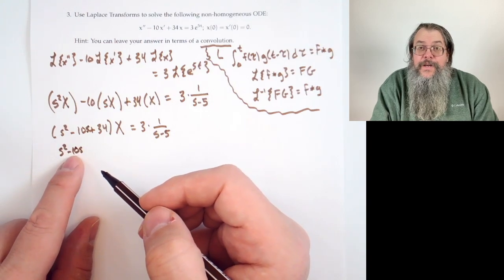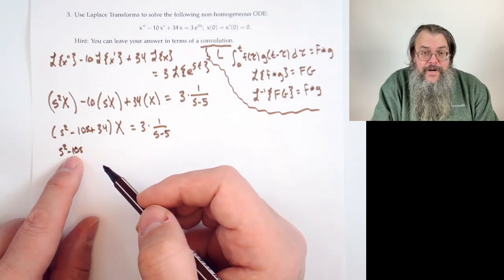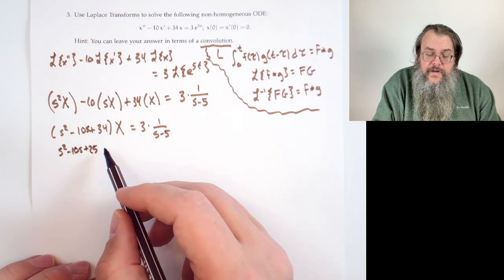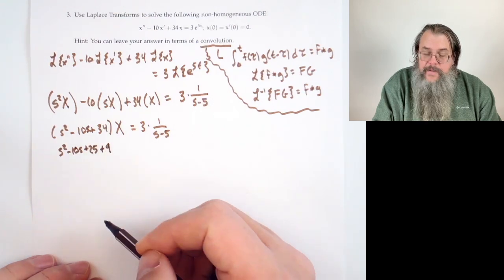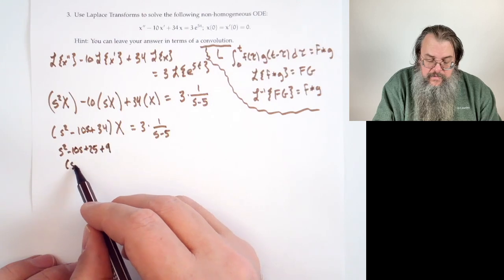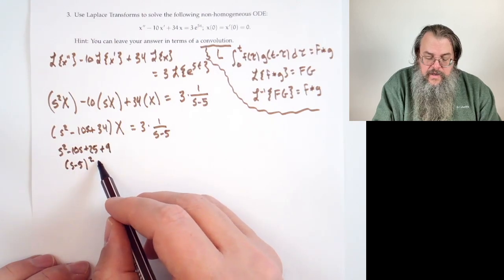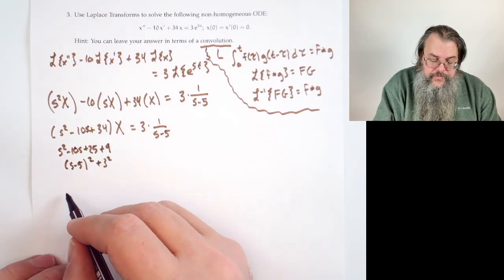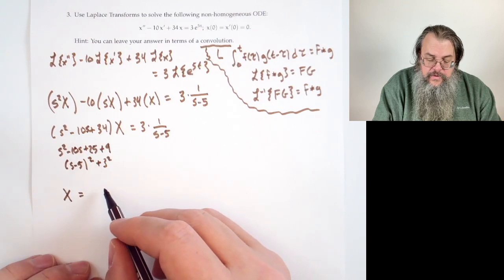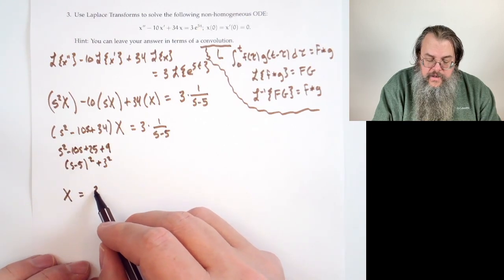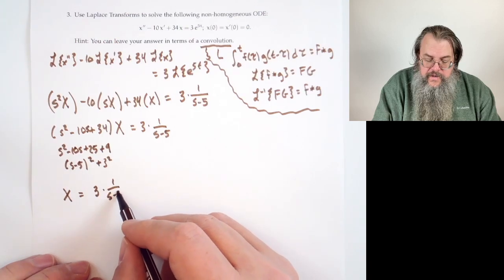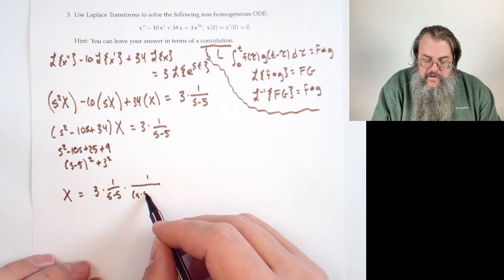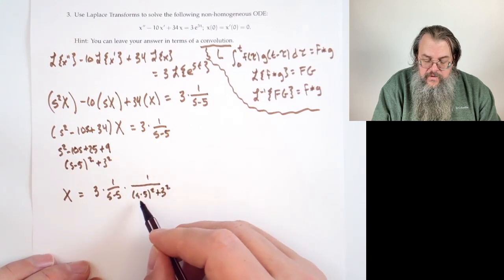Take the middle term, divide by 2, negative 5, square it, add 25. So that would make a perfect square, but I need to get to 34, and so I need to add enough to get back up to 34. So this is s minus 5 squared plus 3 squared. That gets us to X is equal to 3 times 1 over s minus 5 times 1 over s minus 5 squared plus 3 squared.